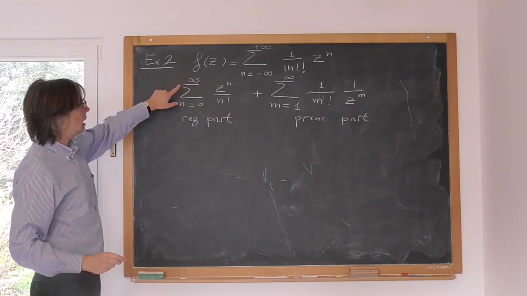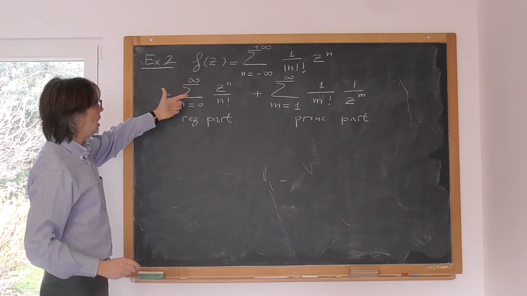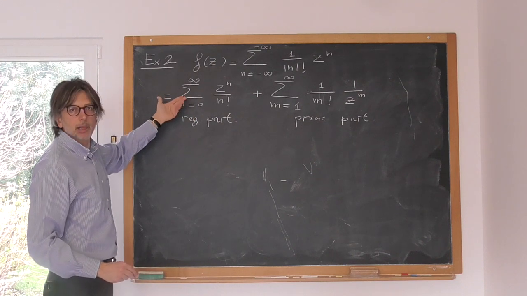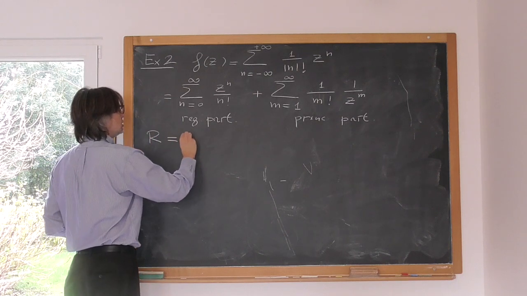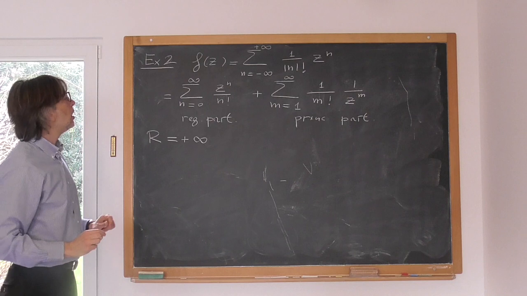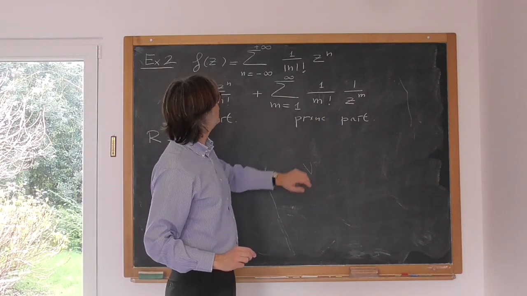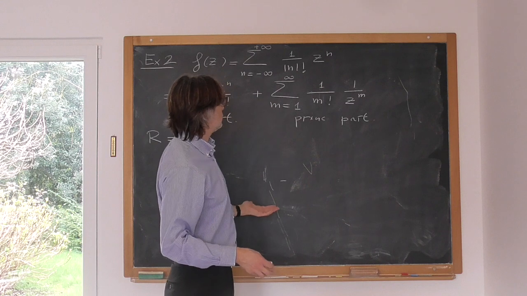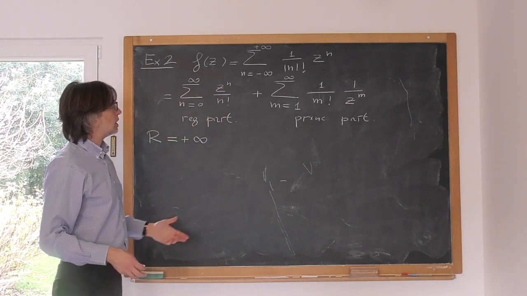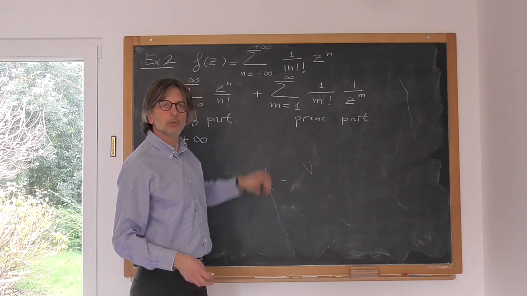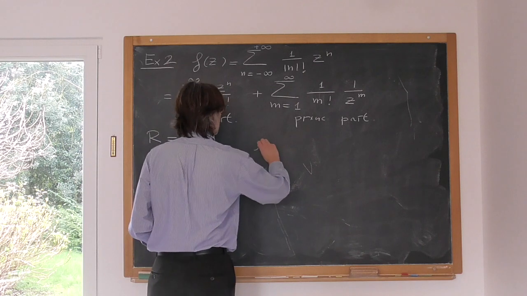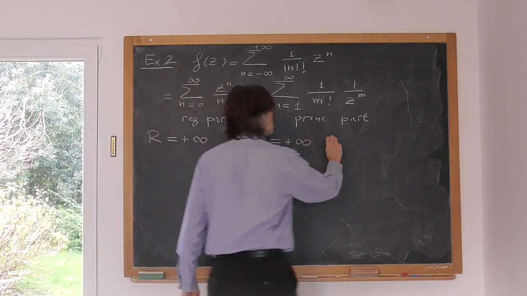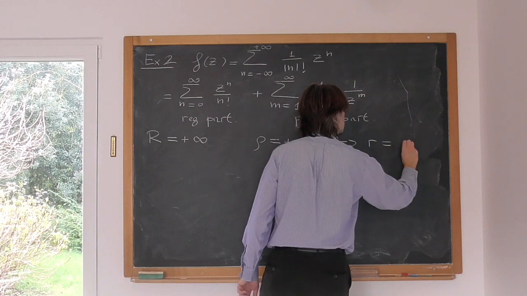So, what's the convergence radius of the regular part? This is the power series defining the exponential function, and as you know, its convergence radius is plus infinity. So in this case, R is plus infinity. What about the convergence radius on this side? The series 1 over n factorial w to the n is also the series associated to the exponential function, with the only difference that this index starts with 1 and not with 0. But then this means that the other radius of convergence rho is also plus infinity. And hence, its inverse, small r, is 0.